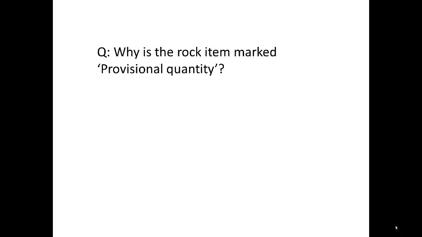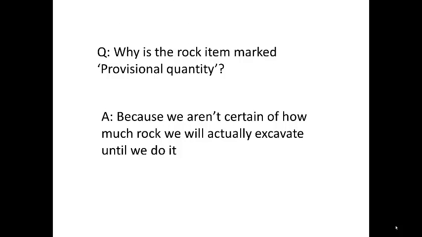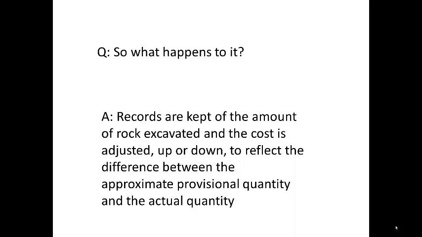Now, why is the rock item marked as a provisional quantity? Well, it's because we aren't certain of how much rock we will actually excavate until we do it. The rock level isn't going to be perfectly 4 metres below the ground level. So, what do we do with the provisional quantity? Well, what happens in this sort of instance is that records are kept of how much rock is actually excavated, and then the cost is adjusted either up or down to reflect the difference between the provisional quantity, which is only an approximation, and the actual quantity that we measure when we do the work on site.